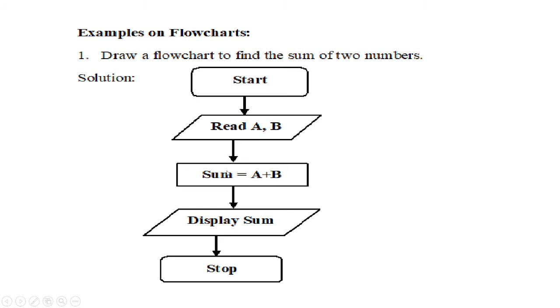And in the third, I have used a rectangle to do the calculation of summing, that is, sum is equal to A plus B. Later, after calculating the sum, I wanted to display the result to the user. For that, I have used a parallelogram with a small description saying display sum. And lastly, to end the process, I have used the stop symbol, that is rounded rectangle.